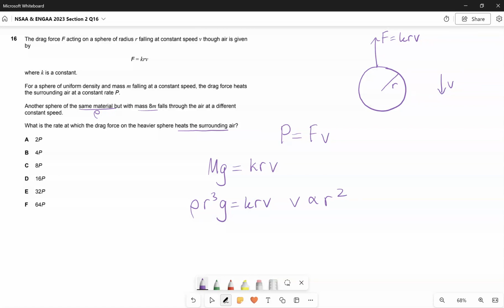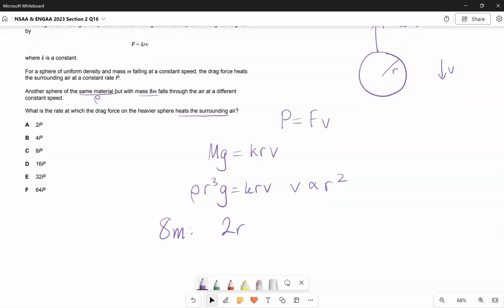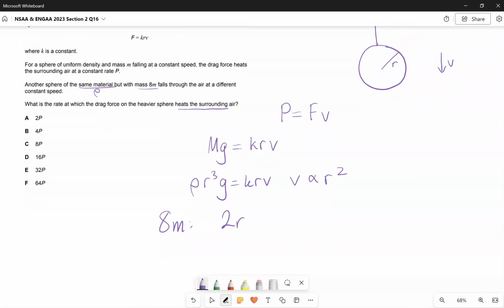So for a sphere with mass 8m, if you notice 8 is 2 cubed, so because a sphere's mass depends on r cubed, the mass 8m must have a radius of 2r. So it has 2r for its radius, which means the velocity will be 4 times larger. Well, it will be 4v compared to the original.